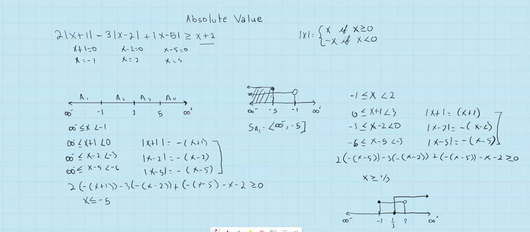And you're going to see that your solution is going to be right here. So for the A2 solution, it's going to be 1/3 included all the way to 2 not included. So I haven't finished yet, and what I'm going to do is stop for now and continue finding my other solutions, A3 and A4. Thank you.